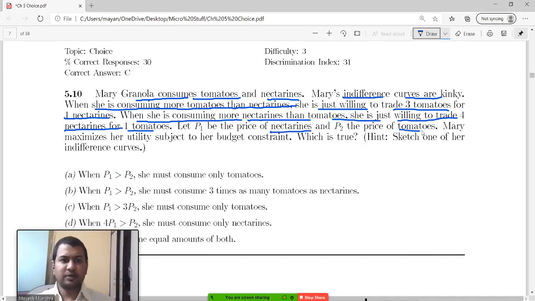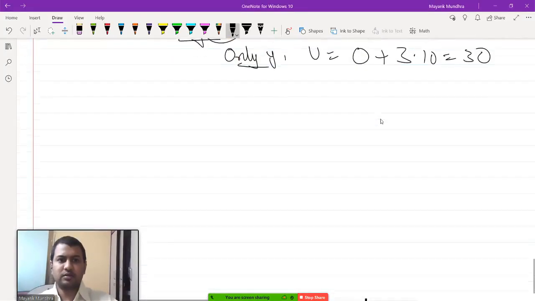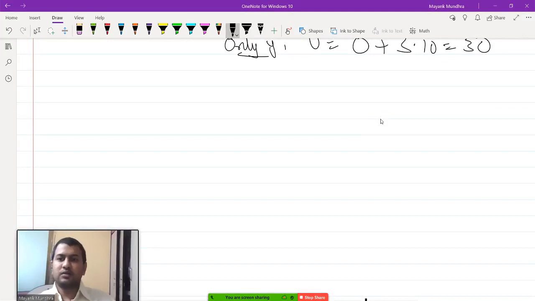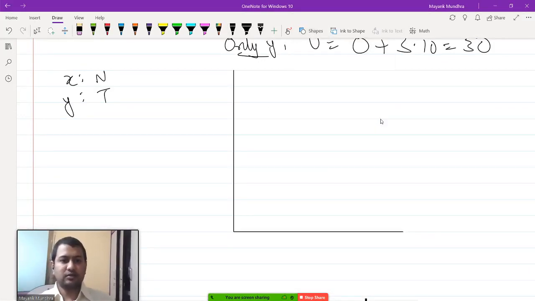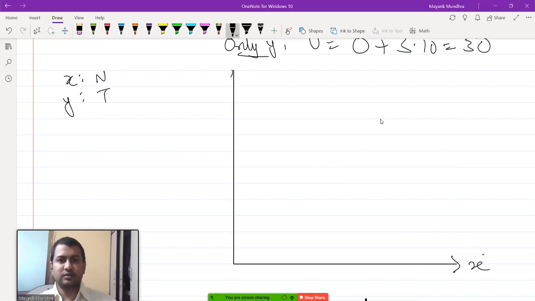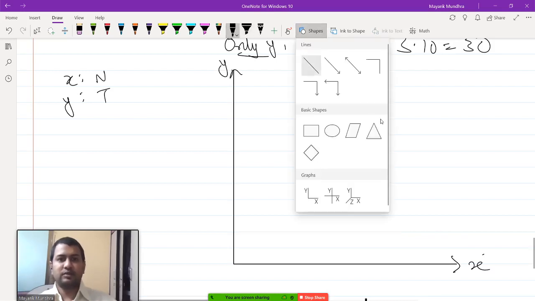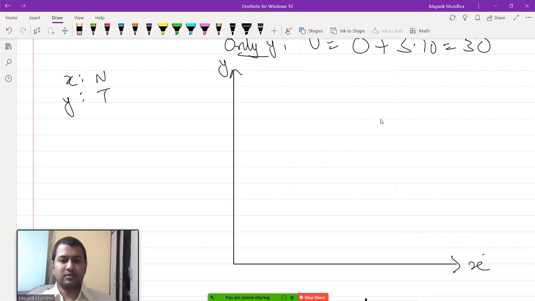Okay, so P1 is nectarines, P2 is tomatoes. So good X is nectarines, good Y is tomatoes. With that, I'll construct the budget set. This is good X, this is good Y. I'll draw this line X equals Y, which implies nectarines equals tomatoes.